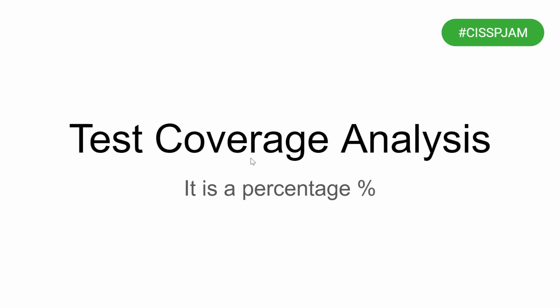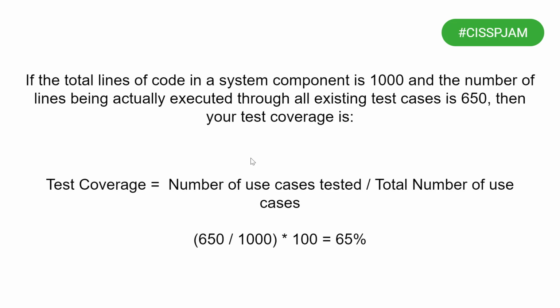I have an example after this. Okay, so next slide. That will give you some really good idea. So let's actually take a look at that. If the total lines of code in a system component, and when I say system component, it could be a unit, or a module, or a full program, is 1,000, and the number of lines actually executed through all existing test cases is 650. As you know, there are always parts of the program that do not run, and the reason is that the scenario hasn't taken place. So you can say, if I haven't tested all of the lines of the code, that means I have not come across all of my scenarios.